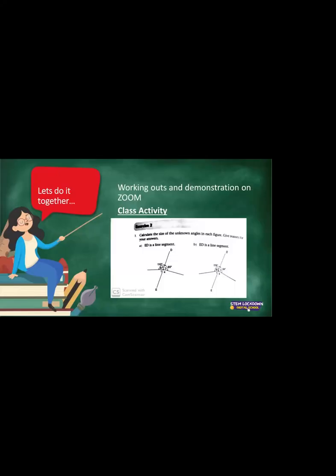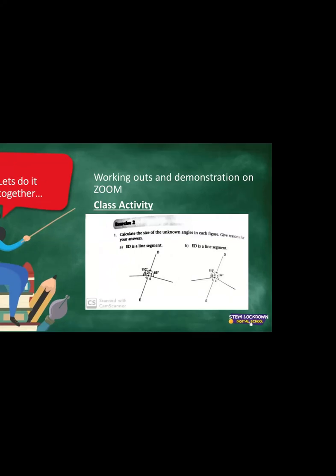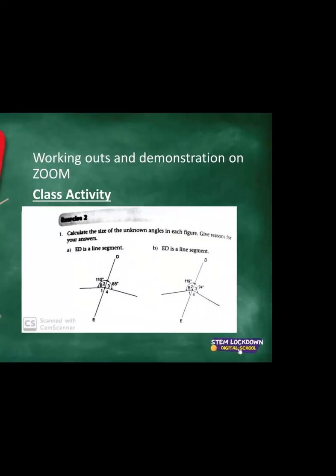So our class activity for today, let's read it together. Class activity, exercise 2, point number 1. Calculate the size of the unknown angles in each figure and give a reason for your answer. So number A, they say ED, line segment.